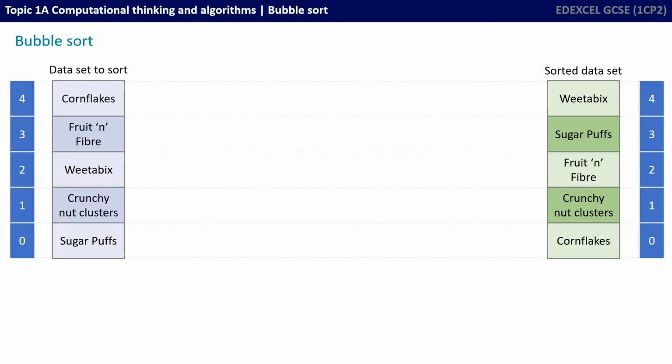So here's a data set of breakfast cereals. The original data to sort is shown on the left, and the sorted data that we're trying to achieve is shown in green on the right. The object is to put them in alphabetical order, with the lowest one at the bottom, so cornflakes, crunch nut clusters, fruit and fibre, sugar puffs and Weetabix at the top. We're now going to go through the steps of the algorithm to see how we can get to the sorted data set.